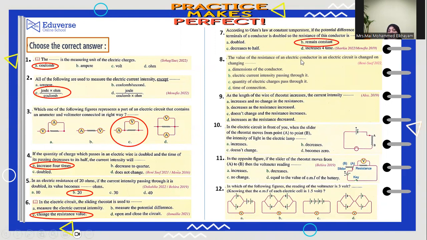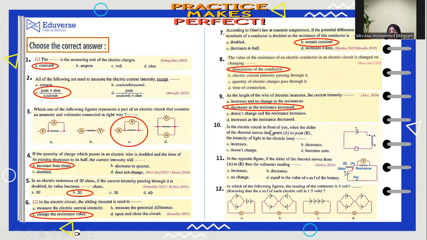The value of the resistance of an electric conductor in an electric circuit, is it changed on changing what? How can I change the value of the resistance? I just told you, if I said that I'm going to elongate or increase its length or decrease it. So this is by the change of dimensions of the conductor. Dimensions means its length here. As the length of the wire of the rheostat increases, the resistance increases, therefore decreasing both the current intensity and potential difference. The current intensity will, yes, decrease as the resistance increases.